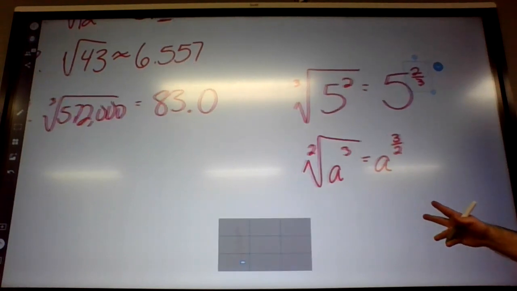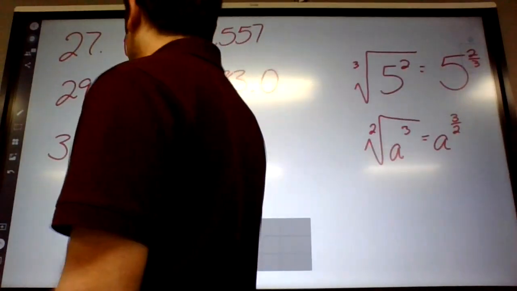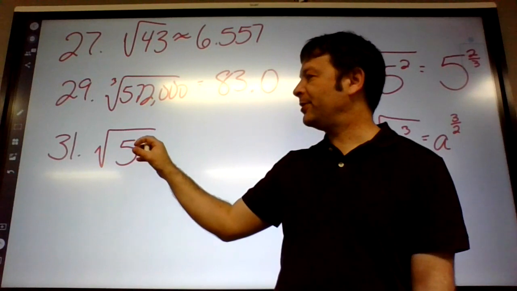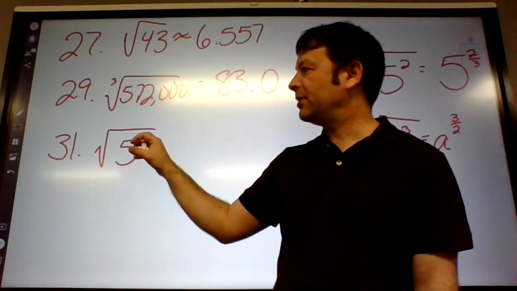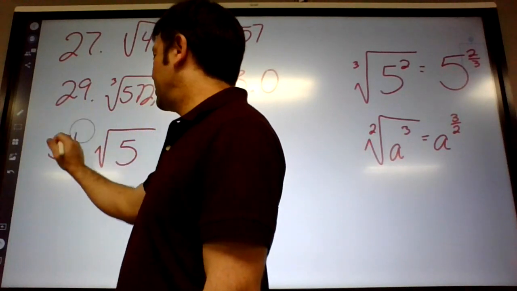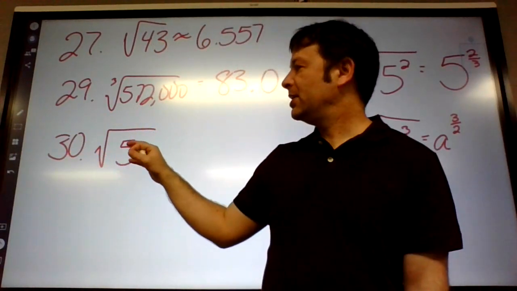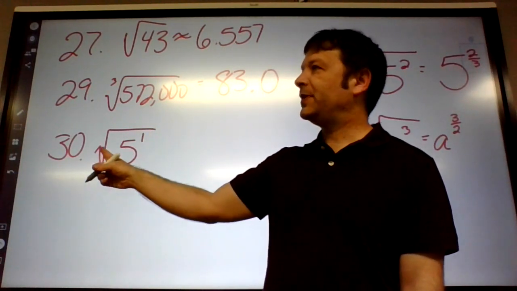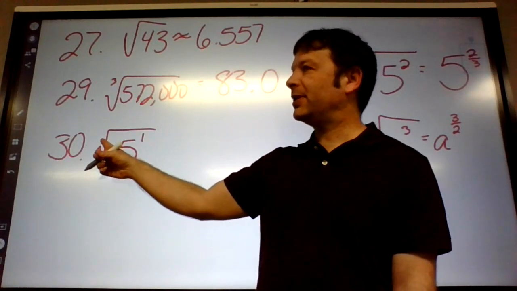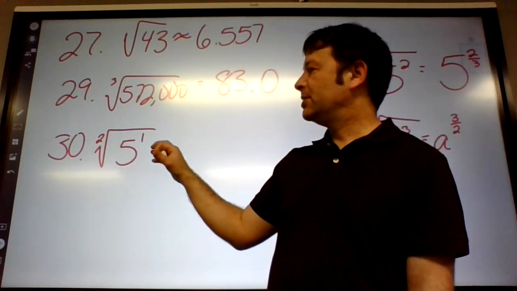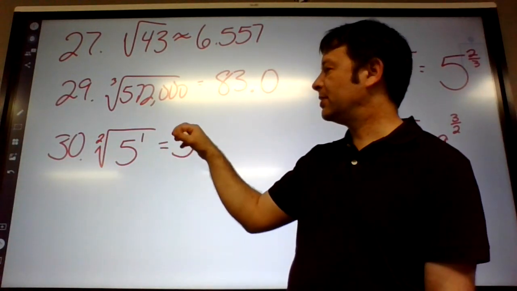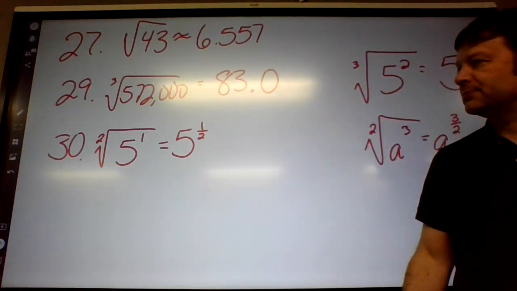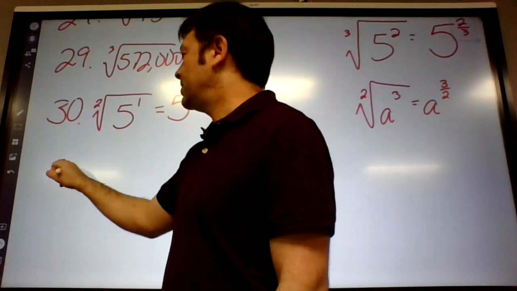Okay, so on number 31, this is probably one of the trickier ones. It says square root of 5. If there is no power on the 5, that's 30. Yeah, 31 is 3 squared. Let's go ahead and talk about this one because it's tricky. If there is no power on the 5, what power is on the 5? 1. If there's no root on the radical, what root is on the radical? 2. So this is 5 to the 1/2 power. Alright, now on to 31.